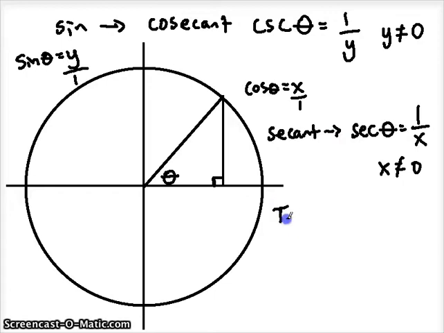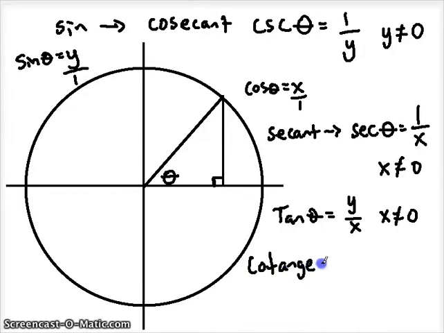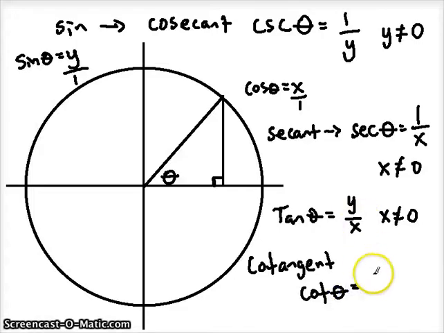All right, let's talk about tangent. So tangent we defined as y over x, where x could not be 0. This one's easy. The reciprocal is called the cotangent, so that makes sense. And that shorthand is just COT. So if we just flip that, make it a reciprocal, we have x over y, and we just say that y cannot be 0, otherwise it's undefined. So there's our 6 trig functions.